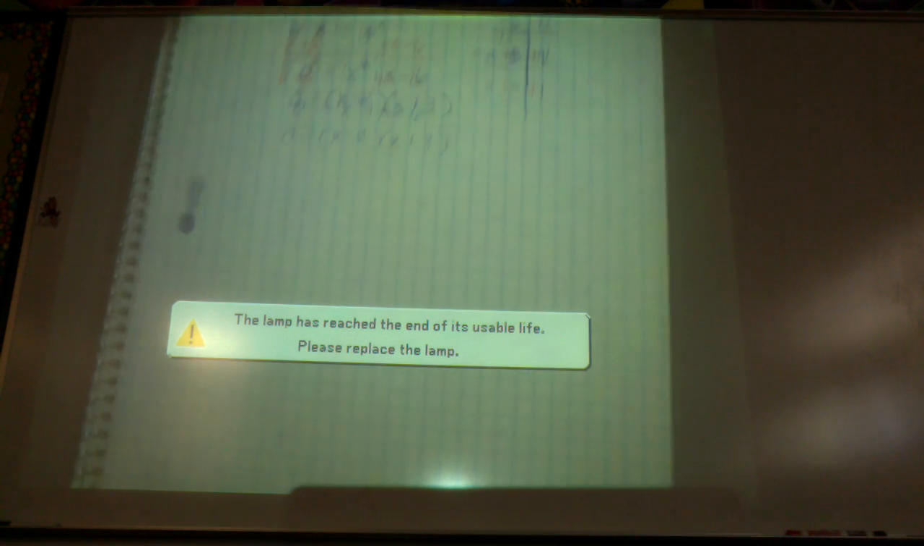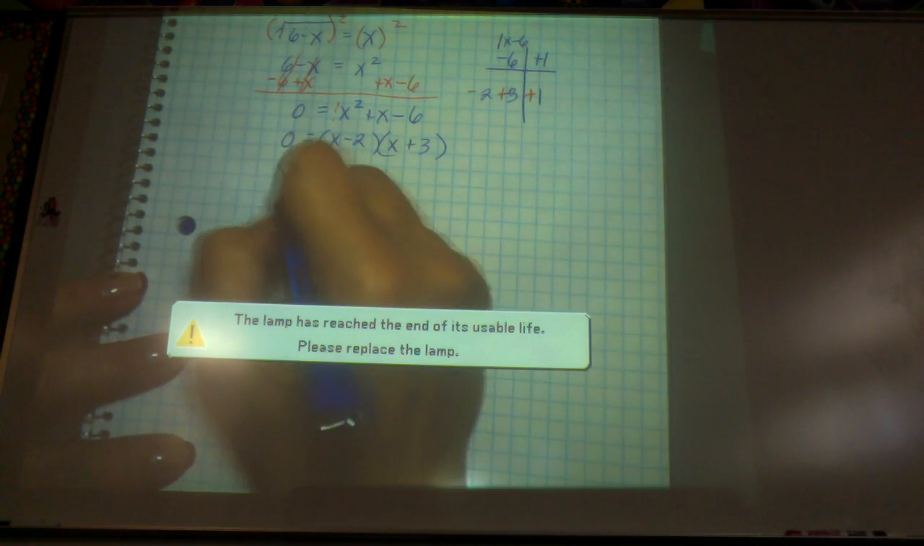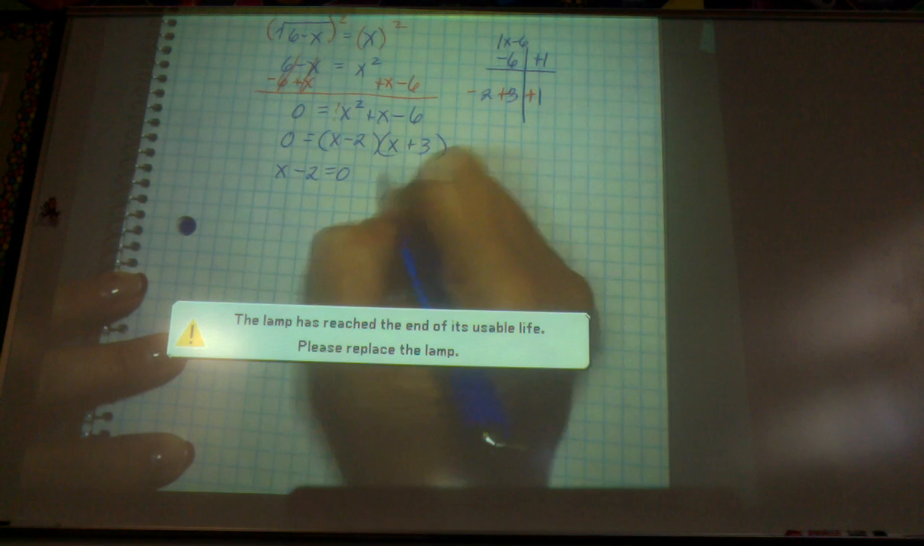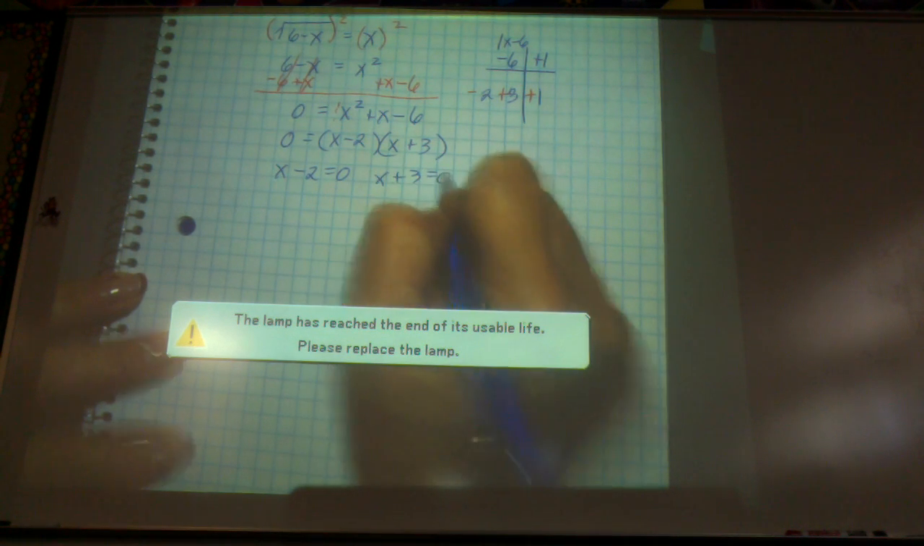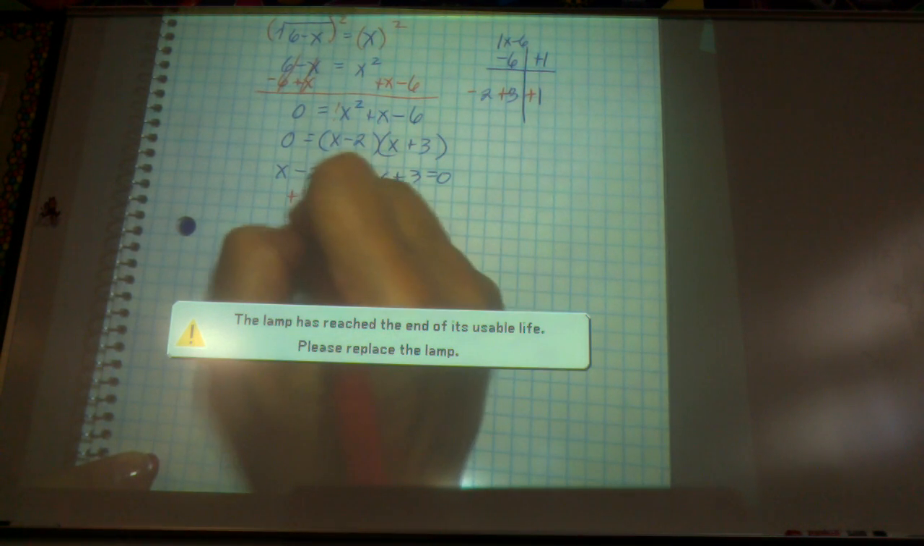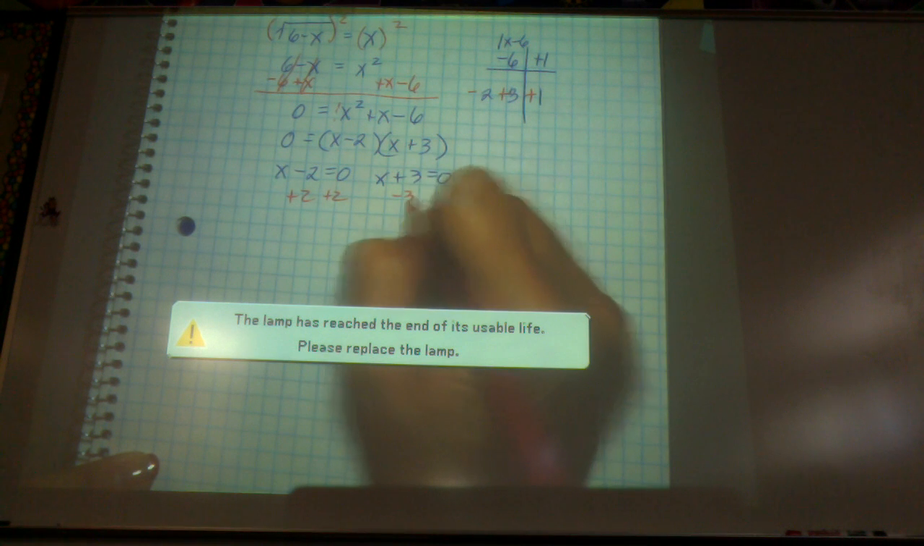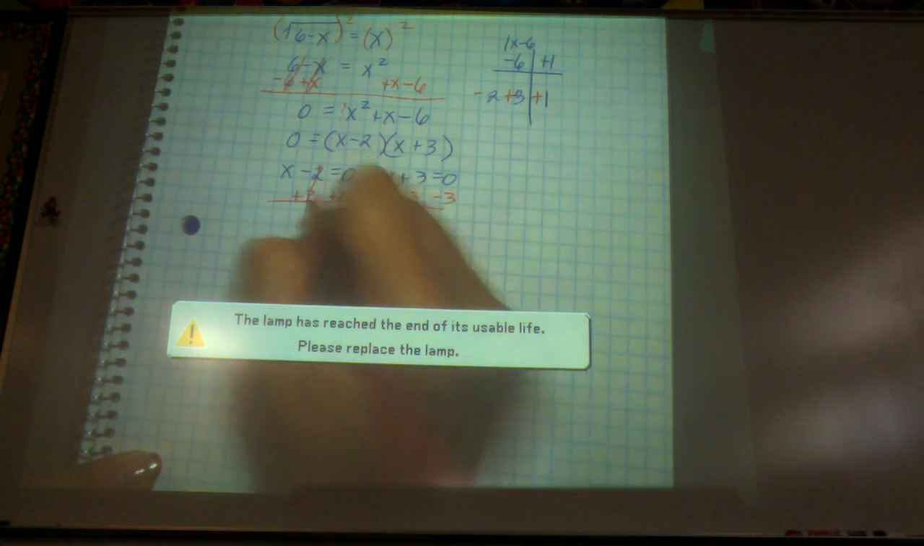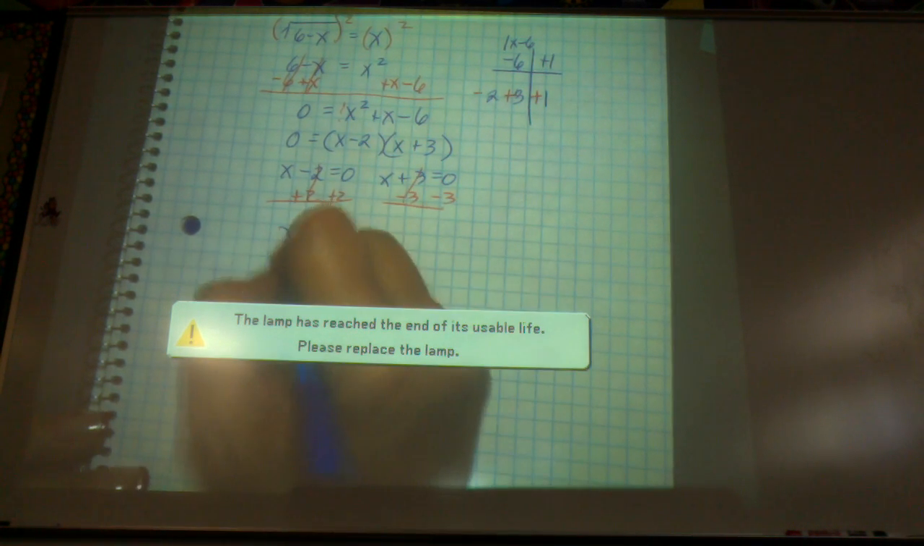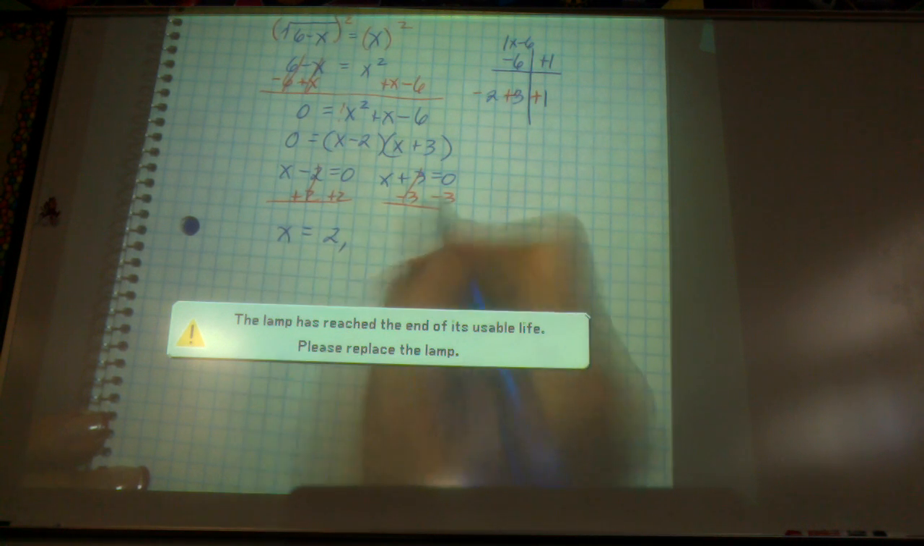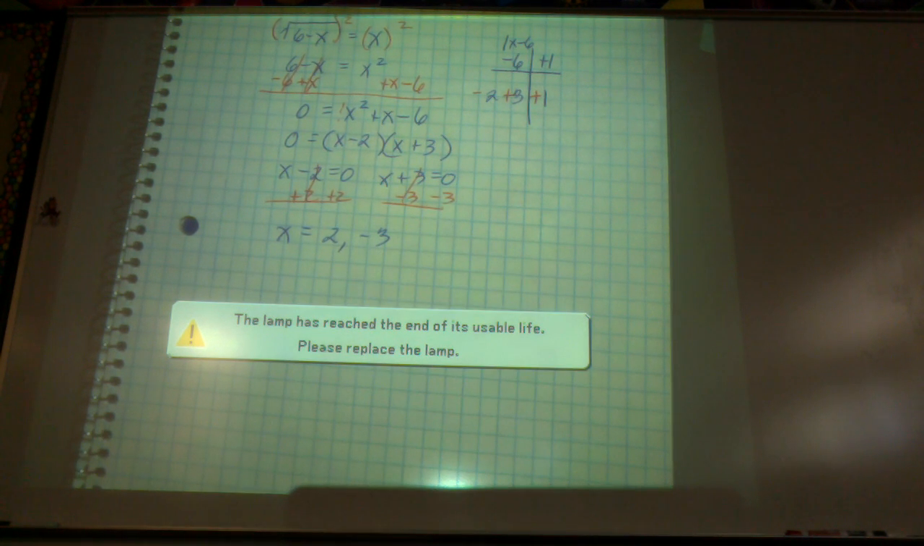So we're going to set each one of those equal to 0. So I've got x minus 2 is equal to 0, and x plus 3 is equal to 0. Use your algebra, add 2, and subtract 3. And I get 2 values for x. x is equal to 2 or negative 3. I must check them.